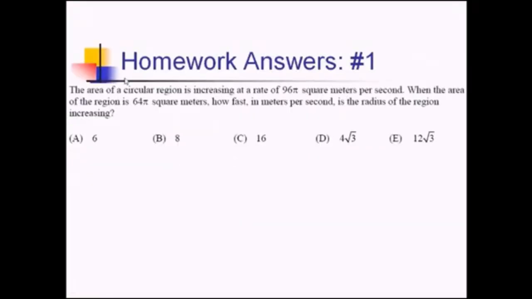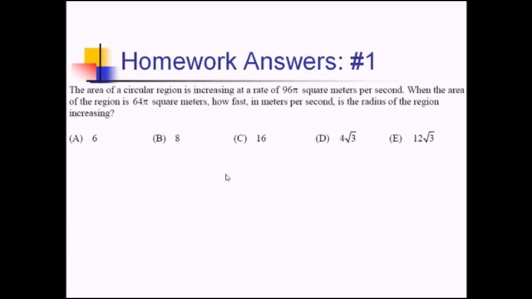For number 1, we have the area of a circular region increasing at a rate given here. When the area is a certain amount, how fast in meters per second is the radius increasing? So let's start with the formula that ties all this together. This is, by the way, a related rates problem because we have the rate of the area and the rate of the radius, multiple rates of change.